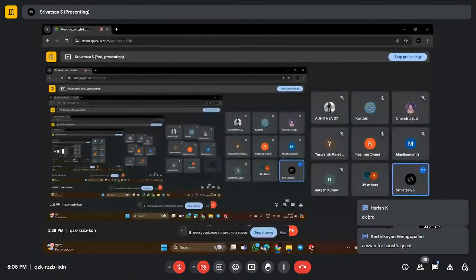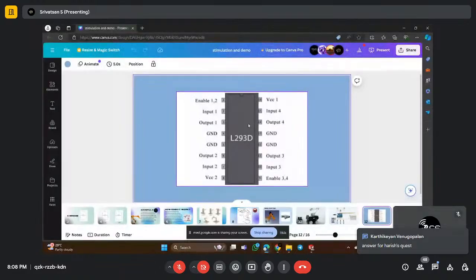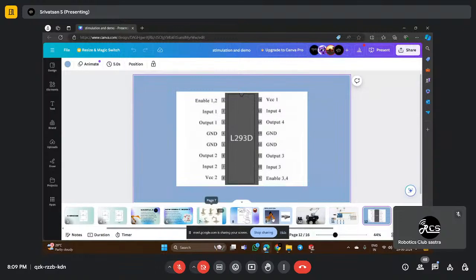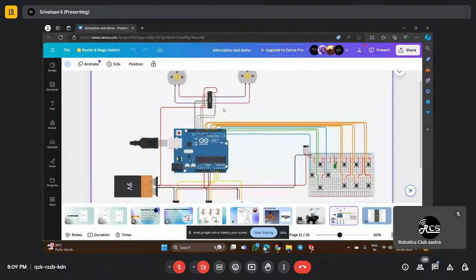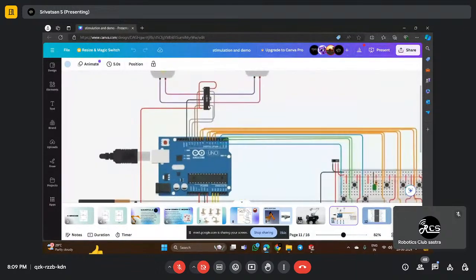Now let me explain the remaining part. Now you have a clear understanding of the driver. Now let us jump into the circuit diagram. Hope my voice is clear. Now let us start with the pins.